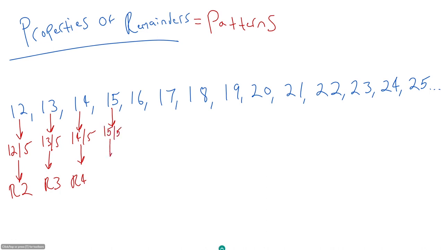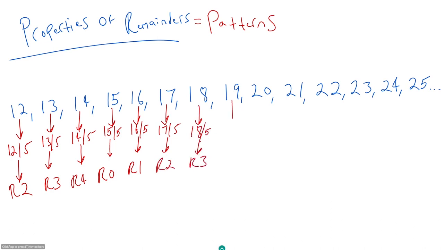You would not call 15 over 5 2 remainder 5, right? You would say this is 3 remainder 0. So our pattern here is broken. So let's keep going and see what happens. So 16 over 5 is now 3 remainder 1. And 17 over 5 is 3 remainder 2. 18 is 3 remainder 3.